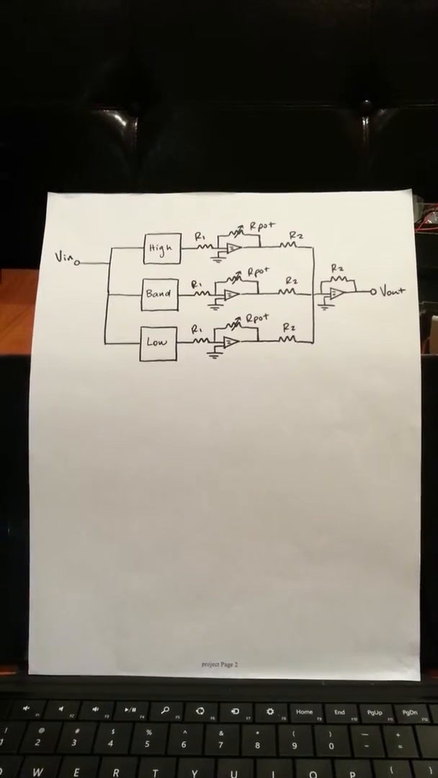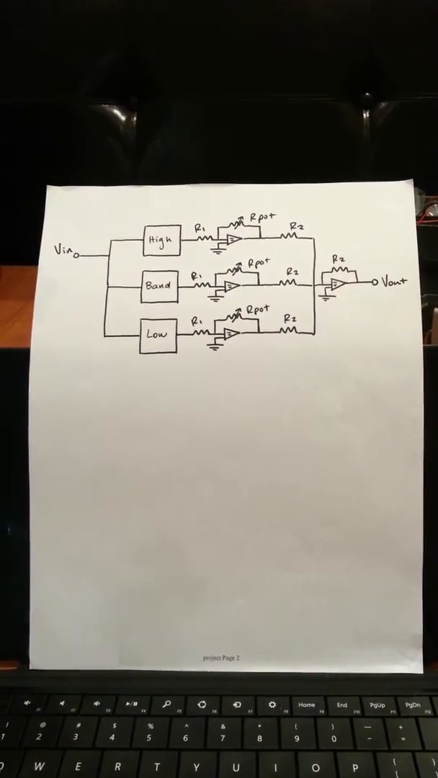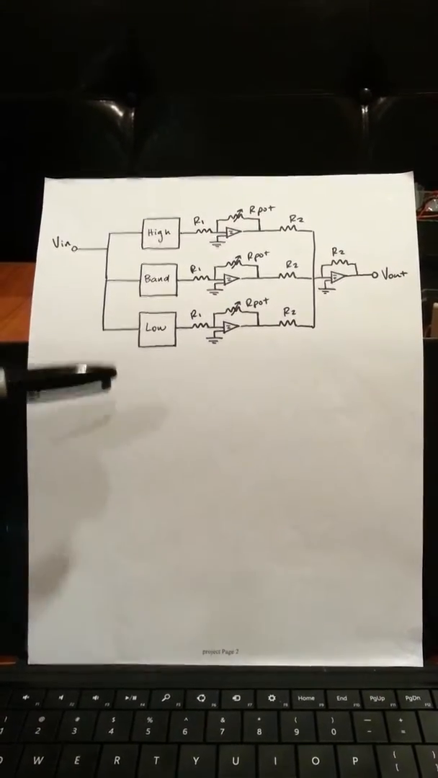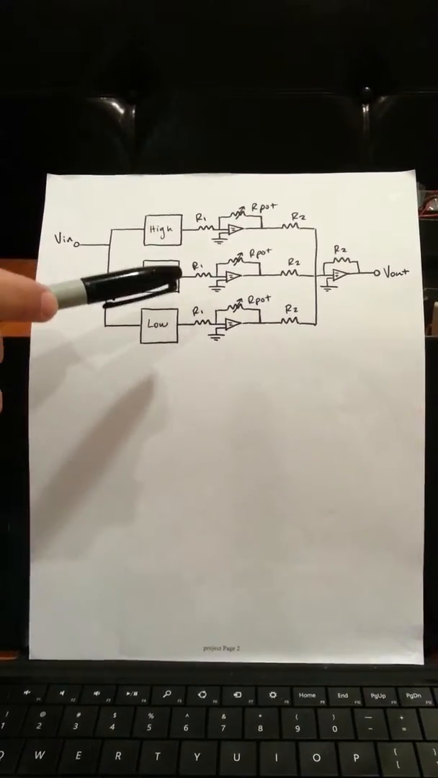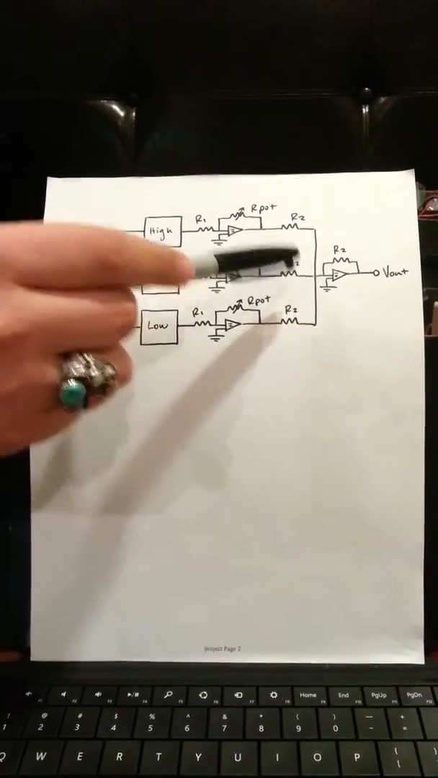The input, as it's brought into the filter, is broken up into what's designated 3 channels, which is just these 3 filters here. Each filter outputs to these inverting amplifiers, which is then passed through into this summing amplifier over here, which then combines all those outputs into a single channel again.